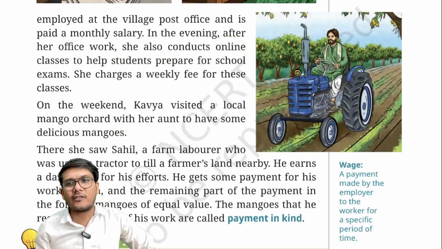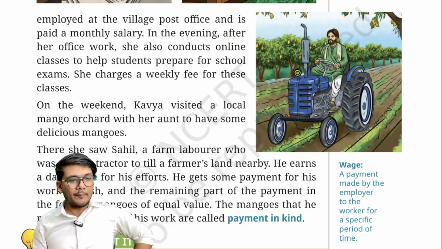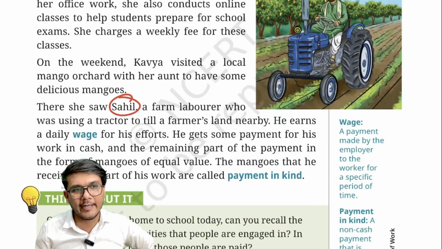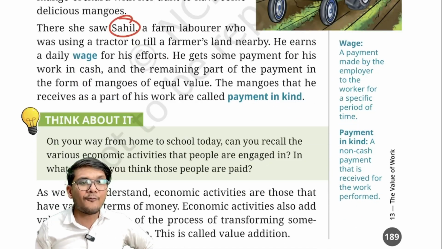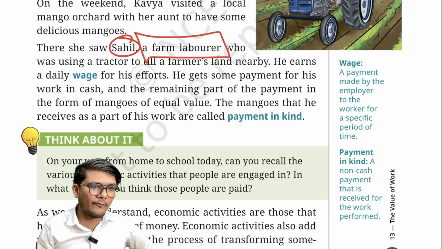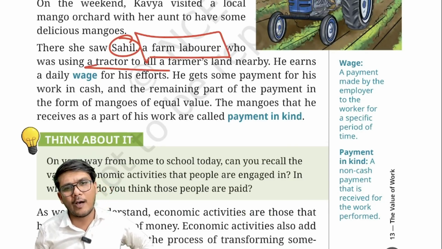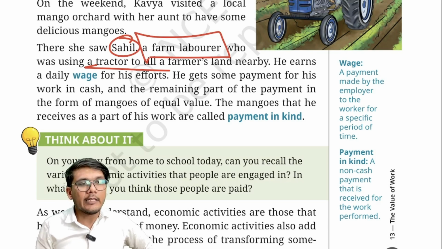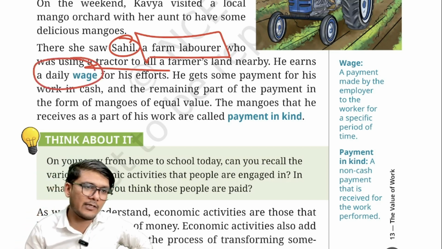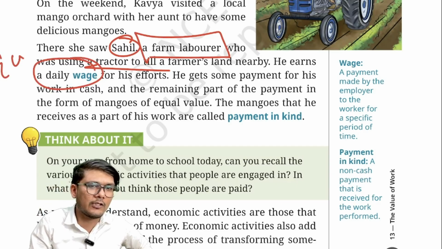But when they visit this orchard, they see Sahil. Now who is this Sahil? They have introduced another character. Sahil is a farm laborer. That means Sahil will be paid a wage for working on the farm. He is a farm laborer who uses a tractor to till farm land nearby. He earns a daily wage, so he's a daily wage laborer, gets money for his efforts. That means he does economic activity for which he is paid.